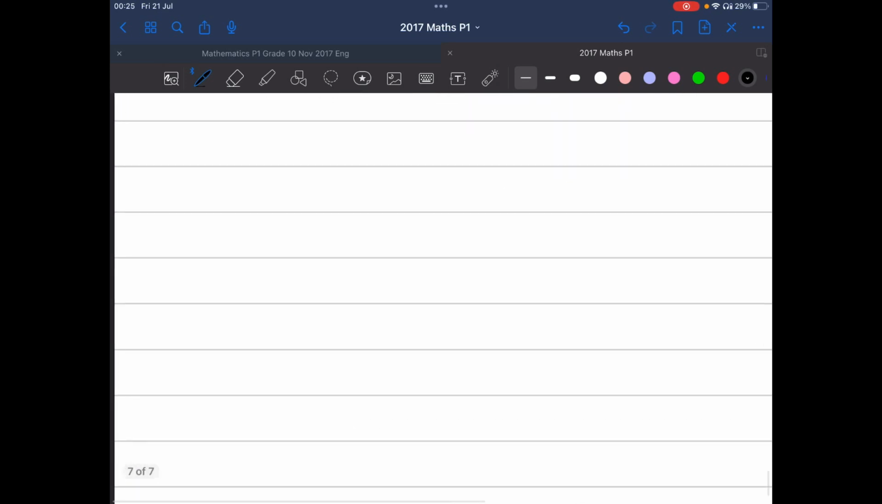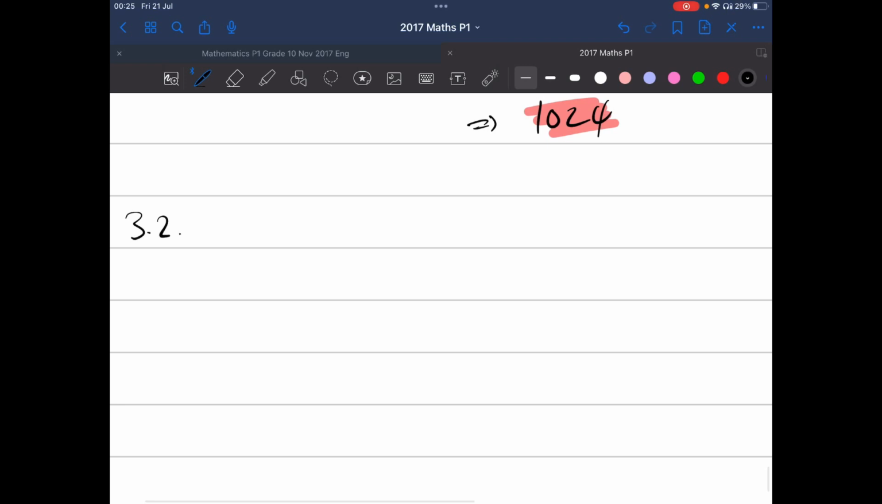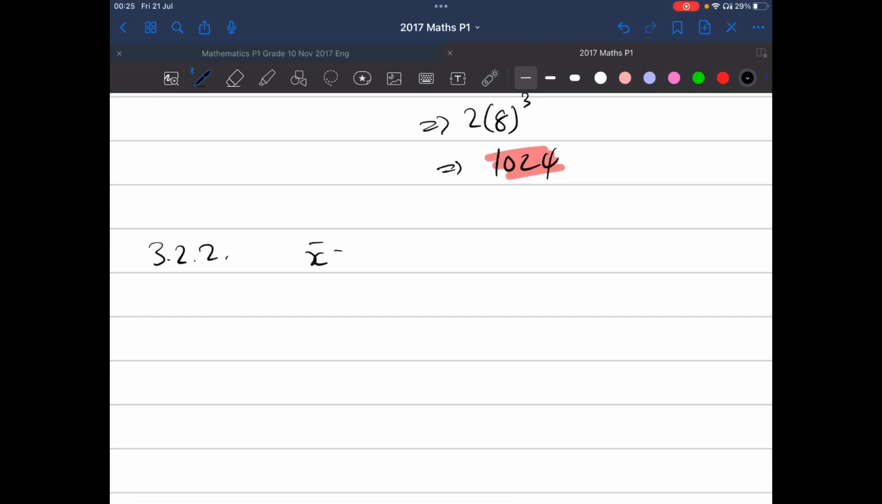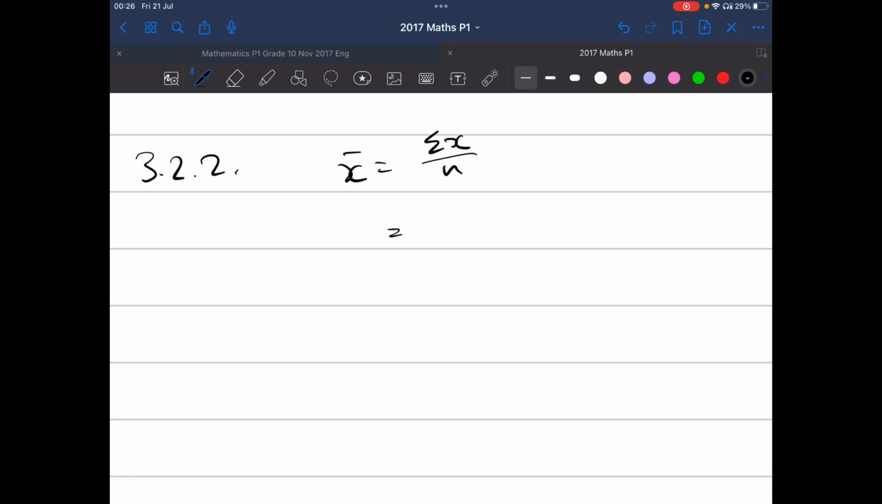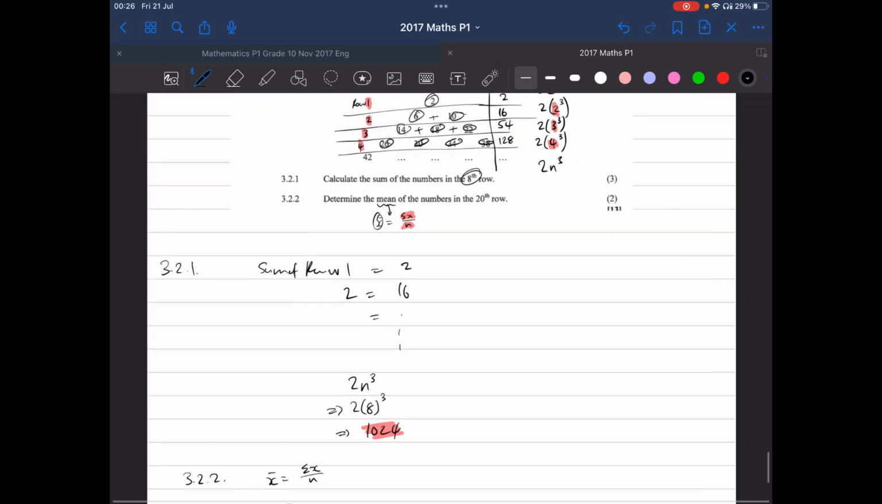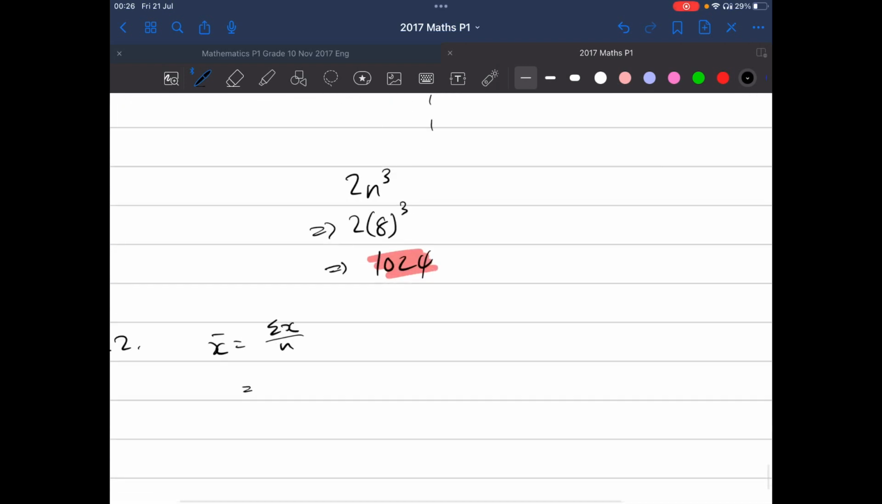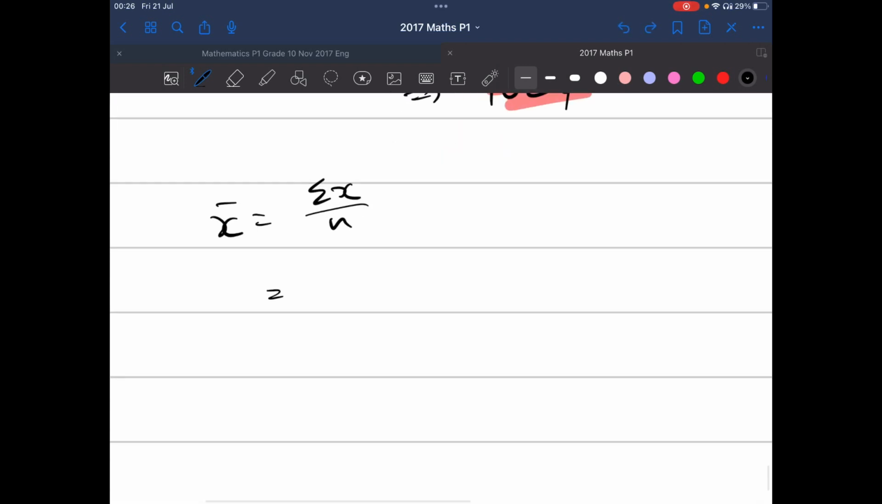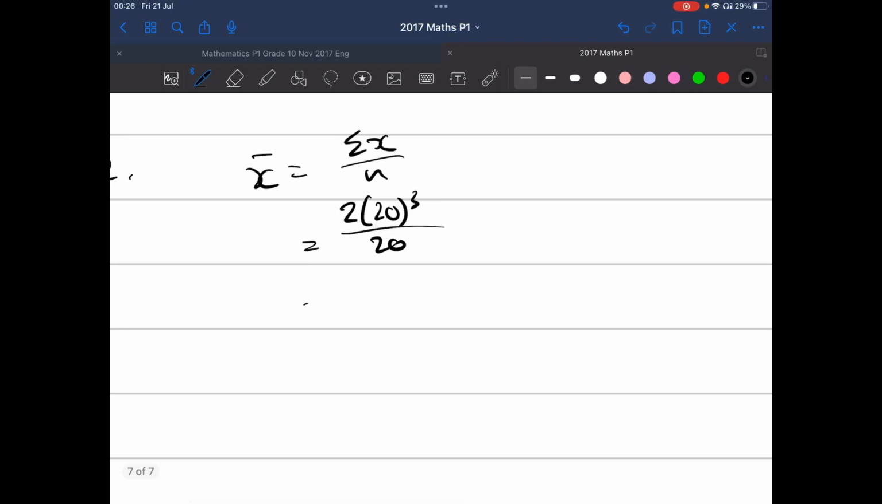So let's look at this now. 3.2.2. So mean is equal to the sum over the number of numbers. So the sum of row 20, because that's what they're looking for, is just going to be our equation here that we found, but instead of n we'll have 20, and number of numbers, like I said before, is just 20 because it goes up by each row number. Now we can plug that into a calculator and we get 800 as the answer.